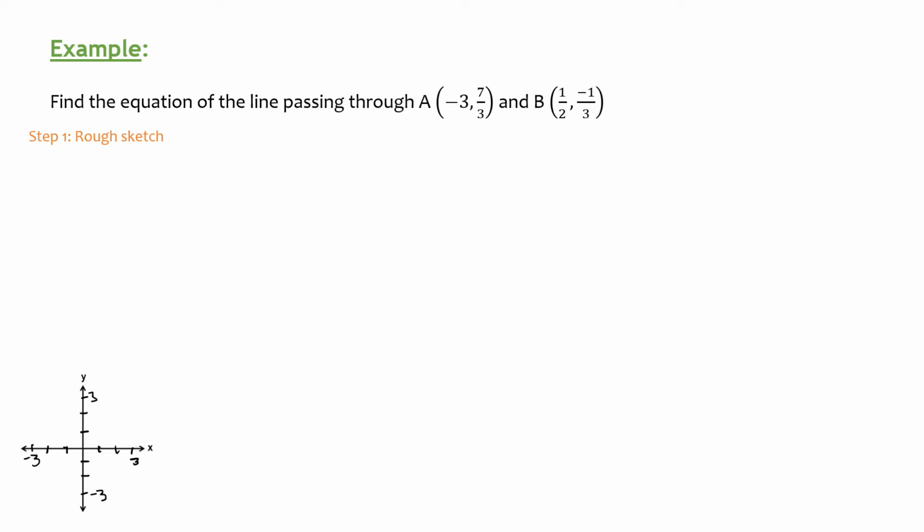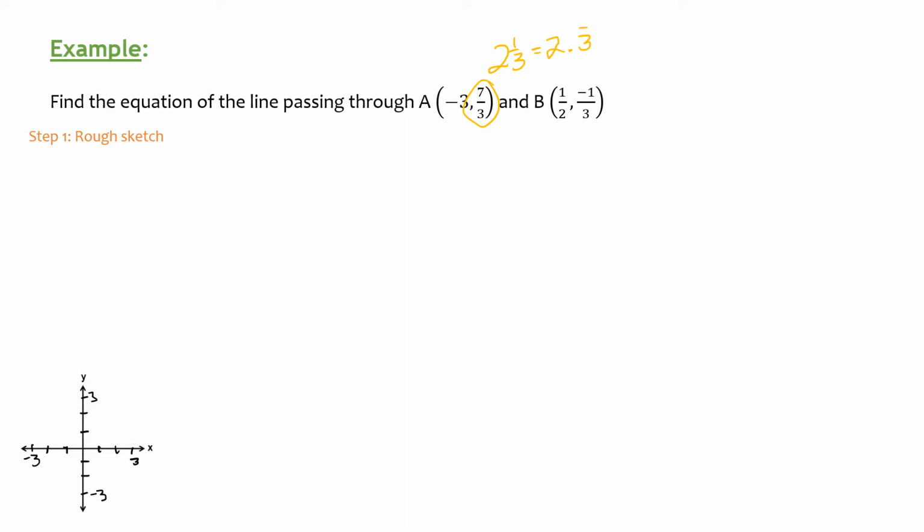So I'm going to graph A first. A is negative 3 and 7 over 3. How do I graph 7 over 3? 7 over 3 is a mixed number, 2 and 1/3. Or if it's hard for you to even picture a third on a graph, that's 2.3 repeating. So I would try to graph 2.3.